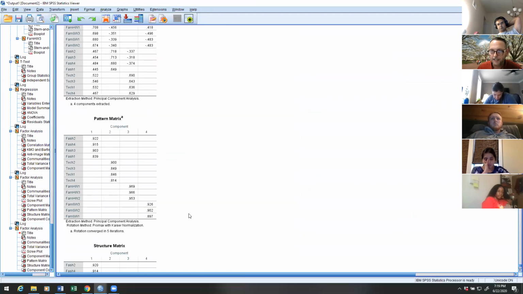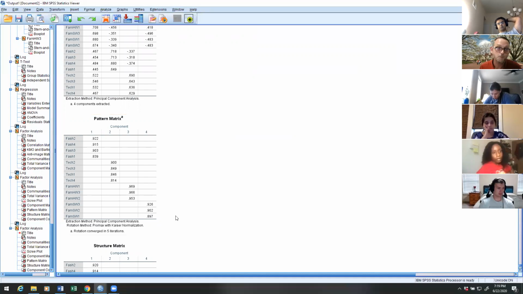And then we're looking at this, and look at that. So if I don't even mess with those style variables, look at how pretty that pattern matrix looks. Look at these. These are all fantastic. That's beautiful. That's what every researcher wants to see.